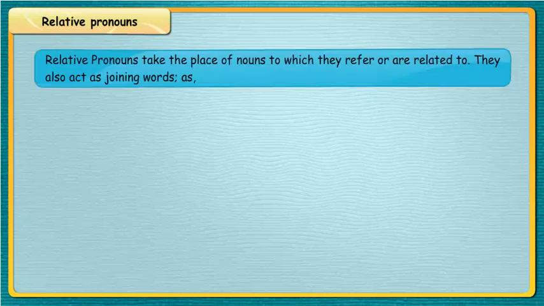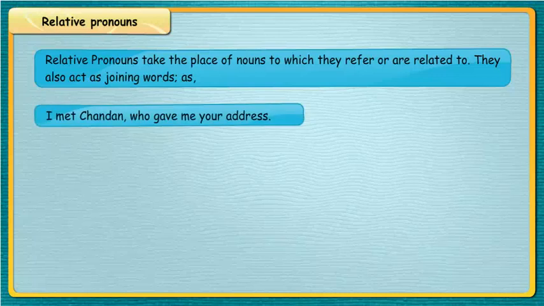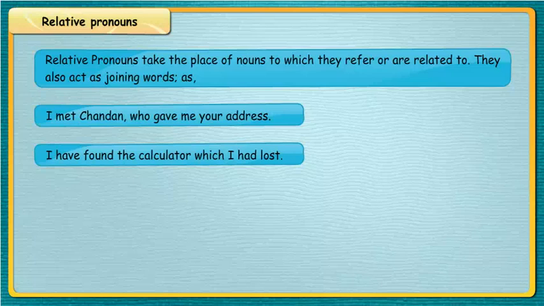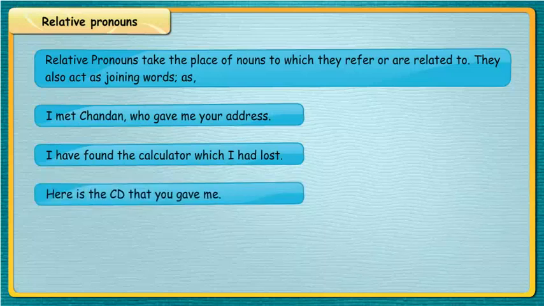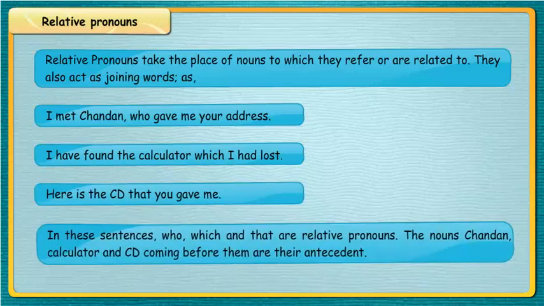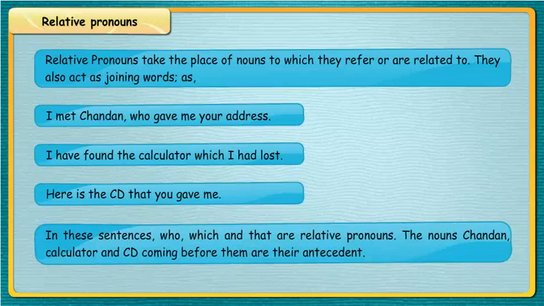Relative pronouns. Relative pronouns take the place of nouns to which they refer or are related to. They also act as joining words, as: I met Chandan who gave me your address. I have found the calculator which I had lost. Here is the CD that you gave me. In these sentences, who, which, and that are relative pronouns. The nouns Chandan, calculator, and CD coming before them are their antecedent.